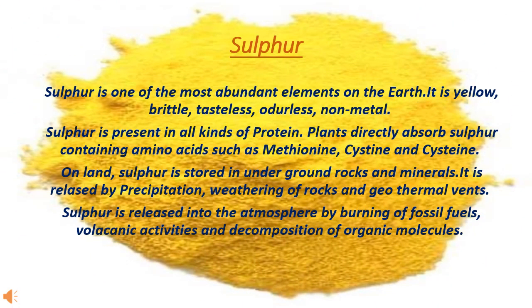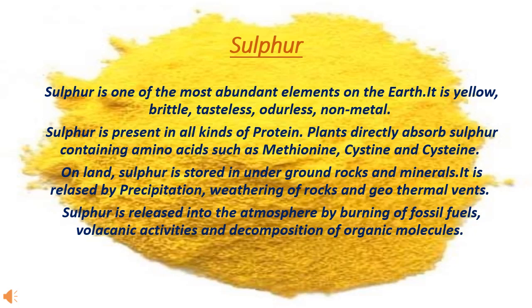Sulfur. Sulfur is one of the most abundant elements on Earth. It is a yellow, brittle, tasteless, odorless non-metal. Sulfur is present in all kinds of protein. Plants directly absorb sulfur-containing amino acids such as methionine and cysteine.